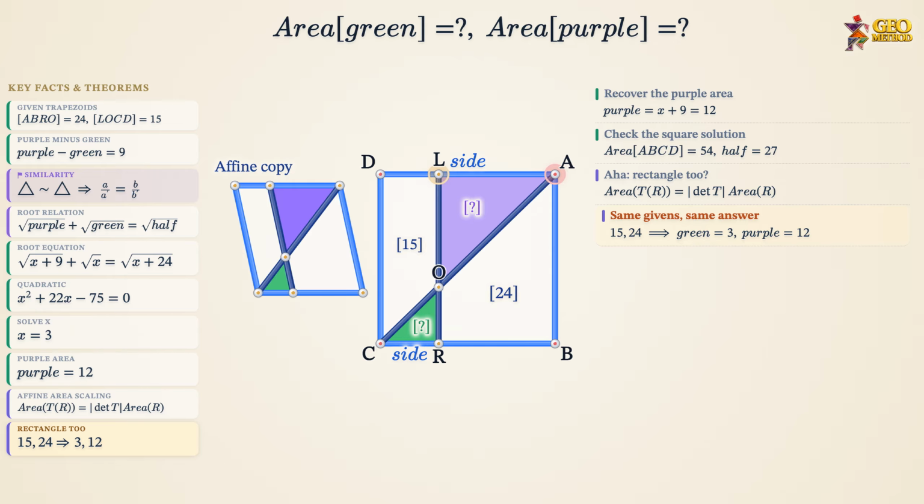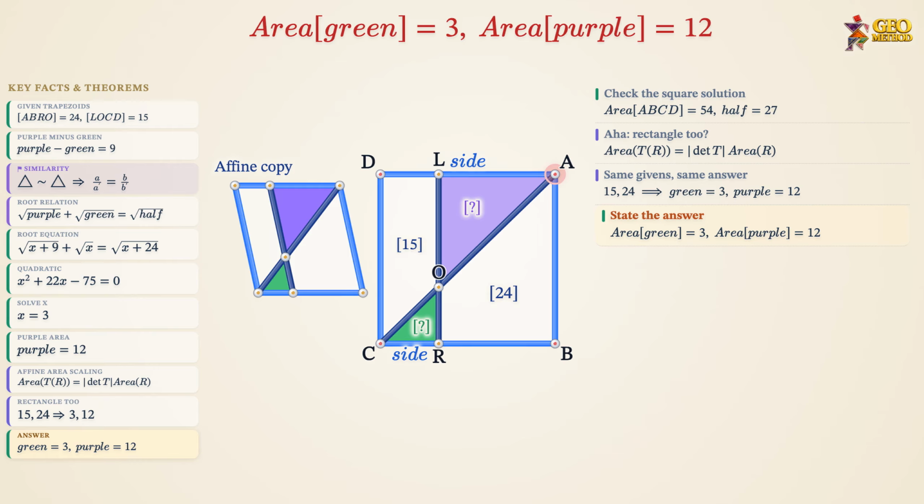Green is 3 and purple is 12. So, for the original square, the green area is 3 and the purple area is 12. And the deeper reason is not just the square shape, it is the affine area structure hidden in the diagram. And there we have it, clean and verified.